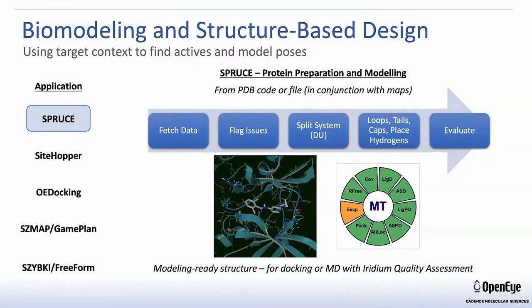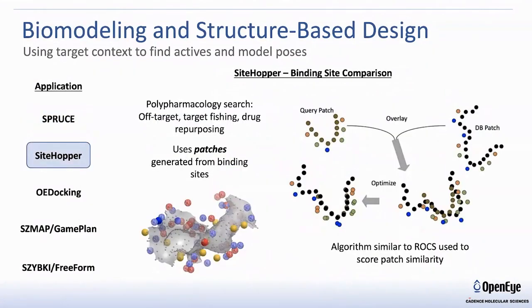Finally, the structure is evaluated for trustworthiness on the basis of an iridium score if the accompanying density maps are provided to the application. The end product is a model of a given target that is appropriately prepared for downstream tasks. The next application I'd like to touch on is an application called SiteHopper.